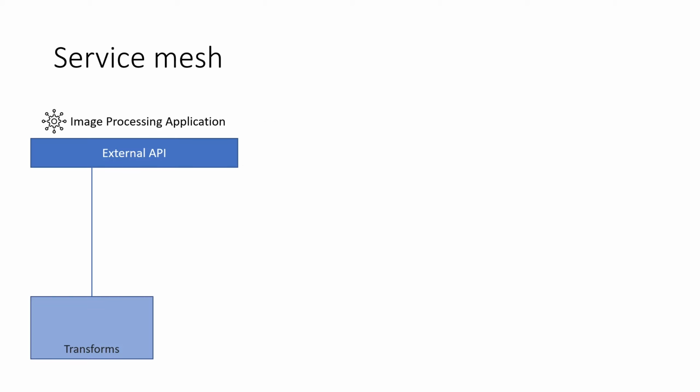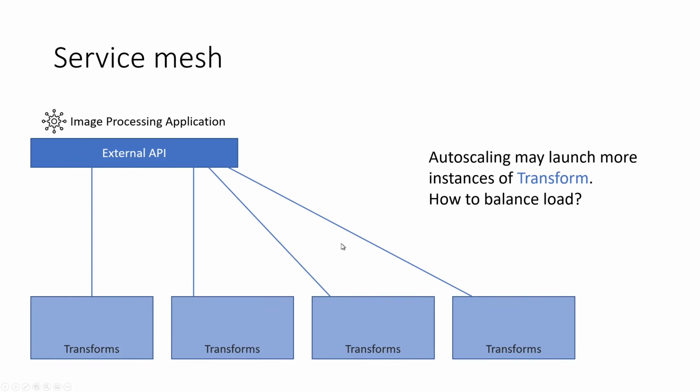So let's get an idea of how a service mesh operates with an example. Here we're back to our image processing application, and it has an external API that users and other applications use to access our image processing app. And here we have the transforms microservice. If our image processing application gets a lot of users, and if they're running a lot of transforms, the orchestration system might auto-scale our transforms microservice, instantiating new instances.